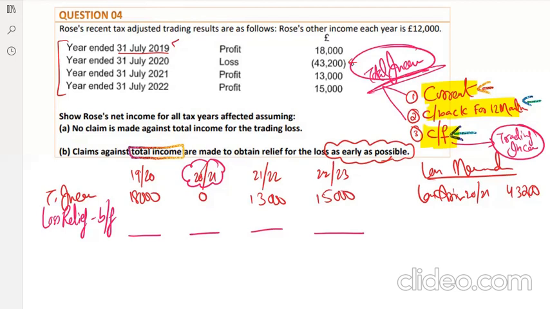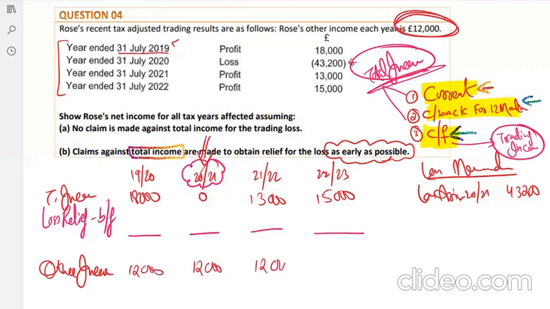Now look at the screen. The loss is here. First of all, in order to calculate the total income, we need other income. The other income is here, 12,000 every year. So I am just writing it. We are just making a format.